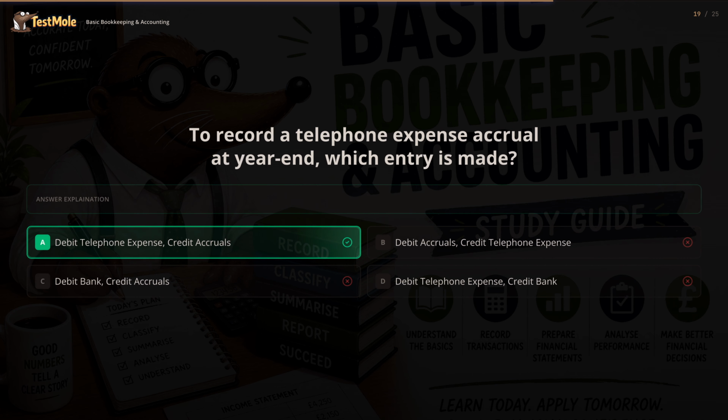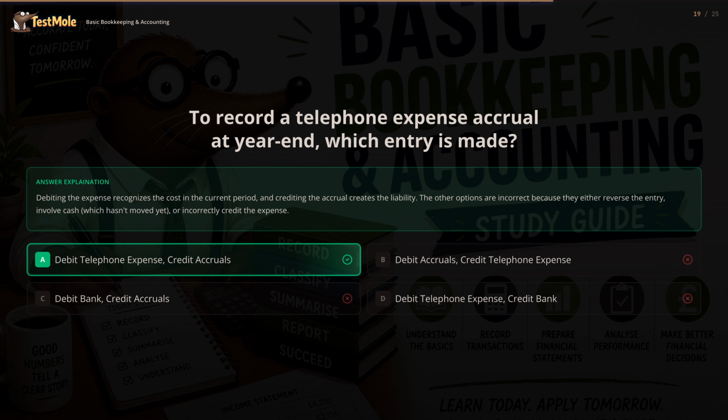The answer is A. Debiting the expense recognizes the cost in the current period, and crediting the accrual creates the liability. The other options are incorrect because they either reverse the entry, involve cash, which hasn't moved yet, or incorrectly credit the expense.